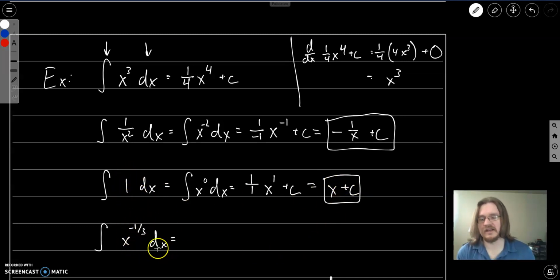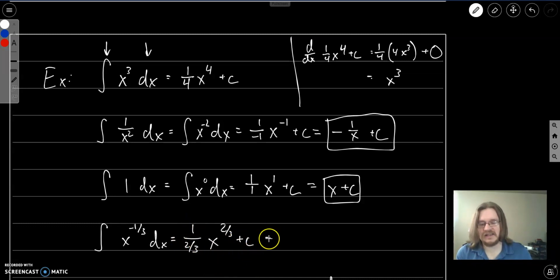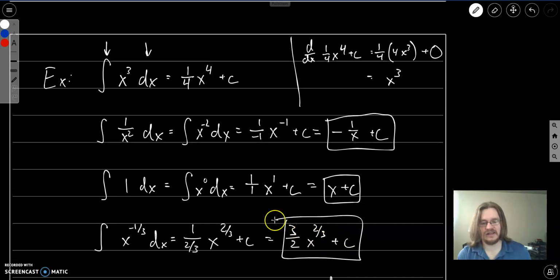And let's do one with a fraction in it as well. So I've got x to the minus third. Again, I'll raise it to the 1 bigger power. 1 more than negative a third is going to be 2/3, I think. If I take 2/3 and subtract 1, yeah, I'll get negative 1/3. So that looks good. And then I'll take 1 and divide it by this power. Well, 1 divided by 2/3 is just the reciprocal. I also can't forget my c. So this is going to be 3/2 x to the 2/3 power plus c. Again, I can't forget my plus c there.